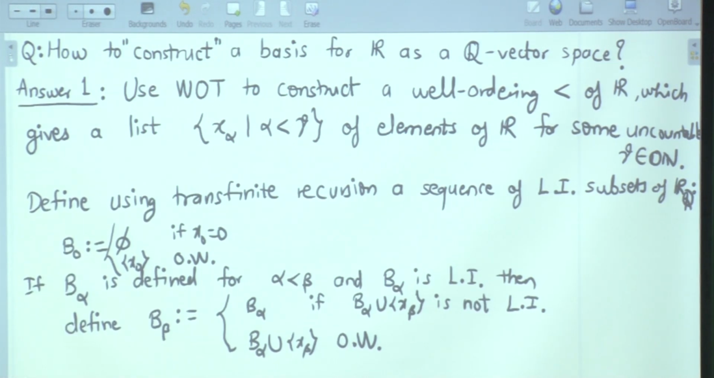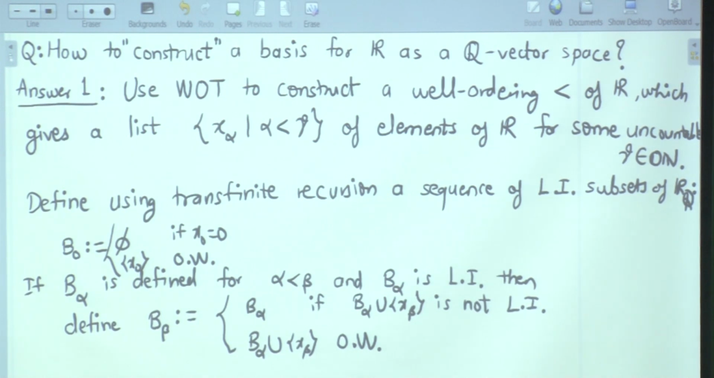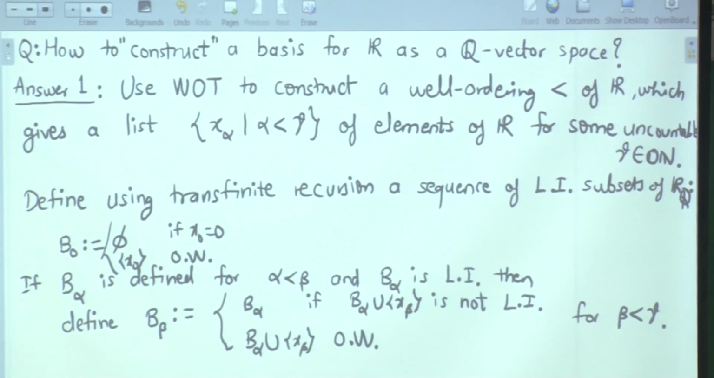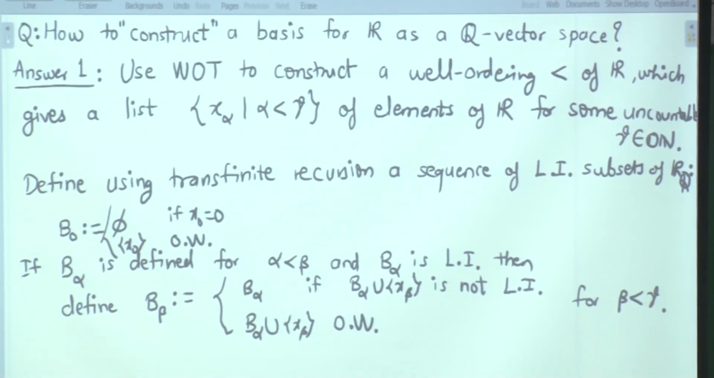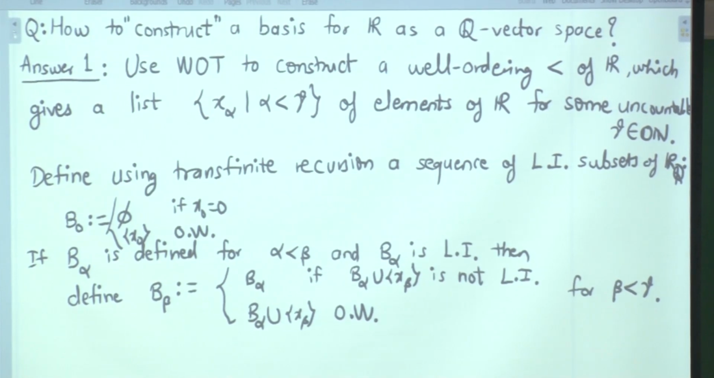How do I define B1? If B0 union singleton x1 is linearly independent, then I will add it. If it is not linearly independent, I don't add it. And I do this for every ordinal, for beta less than gamma. For every number I will do this. Whatever I obtain at the end, that thing will be my basis. However, there is something happening here which we don't quite understand and which contradicts the word in the double quotes. How are we constructing this?